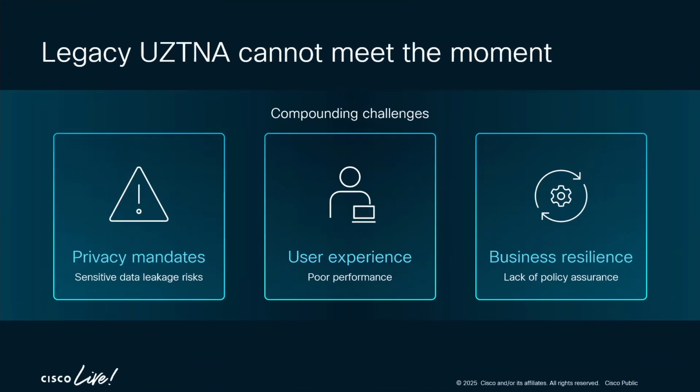And we know that universal ZTNA can't meet the moment where it is right now. We have to continue to develop ZTNA in general. What that means is we have to account for compounding challenges like privacy mandates, user experience. As we're doing this, we don't want to inhibit the user from just doing their normal job, right? If they open an email or they're starting to use generative AI to start prompting it for whatever, writing documents and checking things, we don't want to hinder that activity, but then we also need to provide business resilience as well.